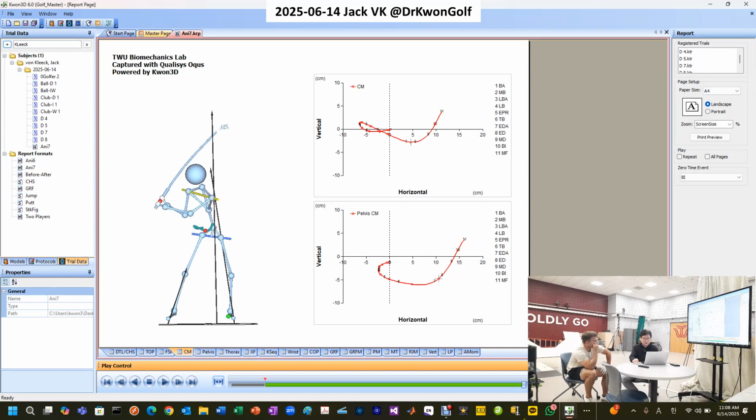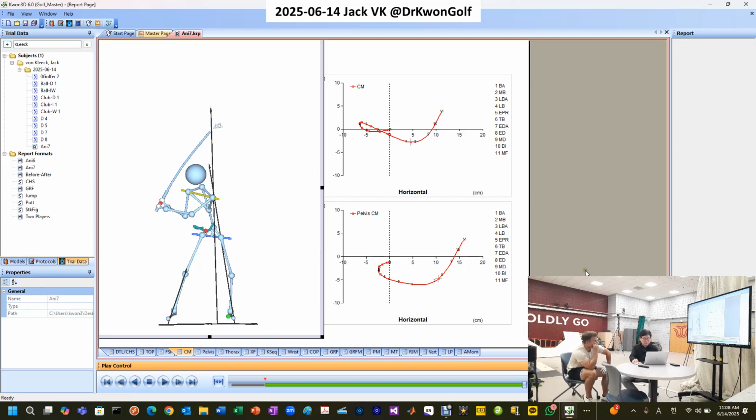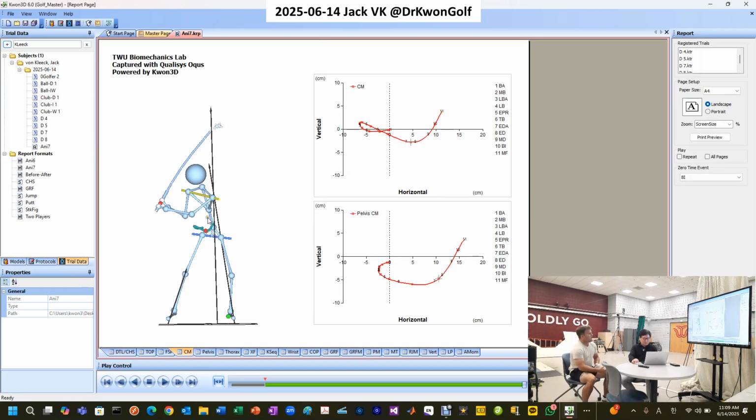The low point occurs here. This is a bit early. Again, the low point usually occurs about here, around 8 here. The low point occurs about early. But as you can see, your pelvis is already sliding toward the target quite a bit here. Pelvis tends to slide quite a bit here.